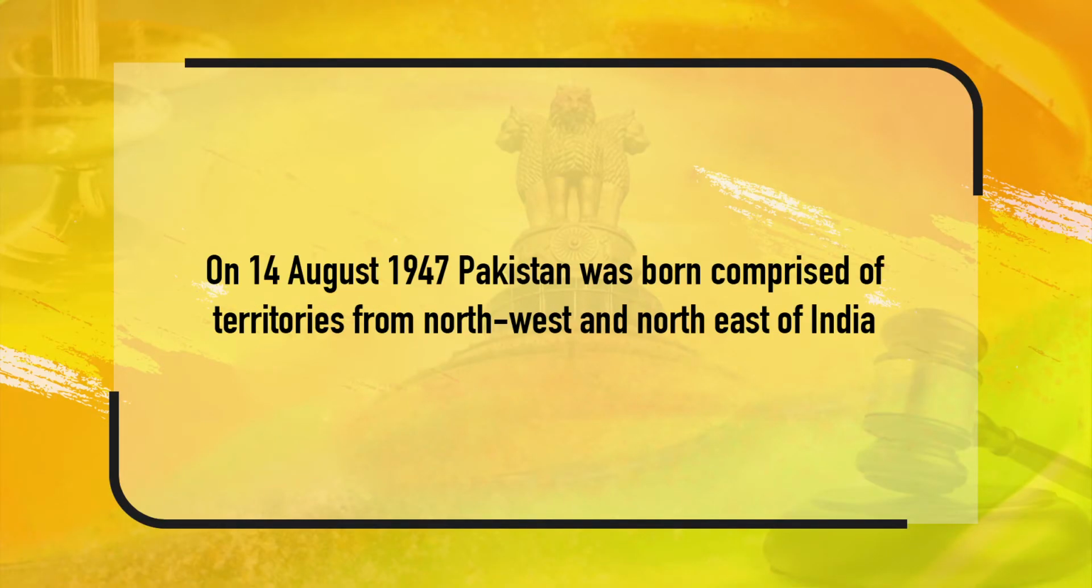The British also fixed June 1948 as the date of transfer of power to India, that is independence, but with its division into two countries, India and Pakistan. The date was later preponed to August 15, 1947. On August 14, 1947, Pakistan was born, comprised of territories from the northwest and northeast of India.